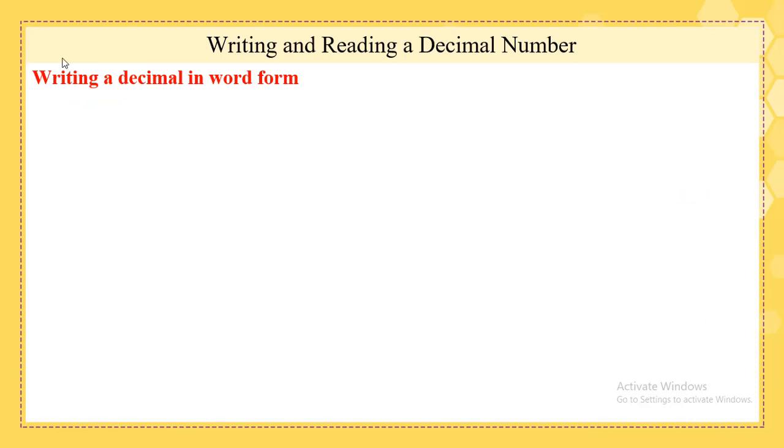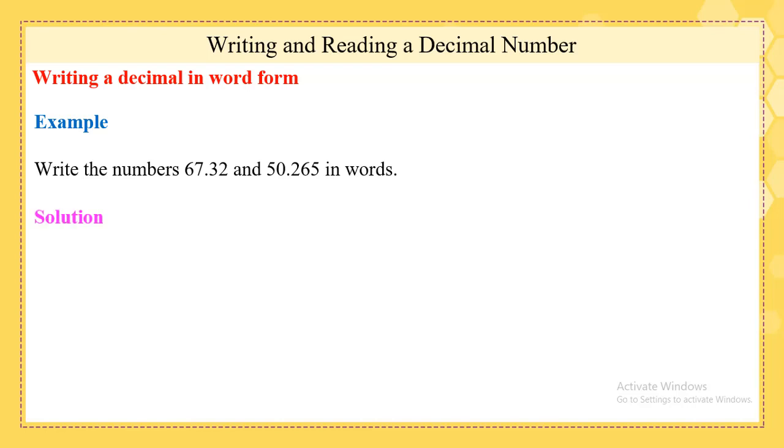Writing a decimal in word form. Example: write the following numbers in words. Solution: we will begin with the first number. We are going to read first the whole number part as we learned to read numbers in Chapter 1. This part is 67. Once you reach the decimal point, say "and", then move to the decimal part and read it. We have 32 in the decimal part.